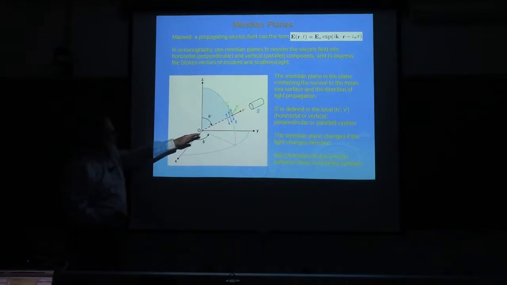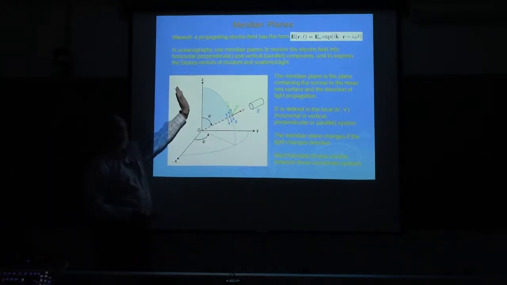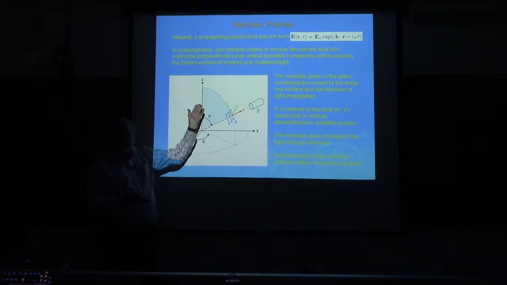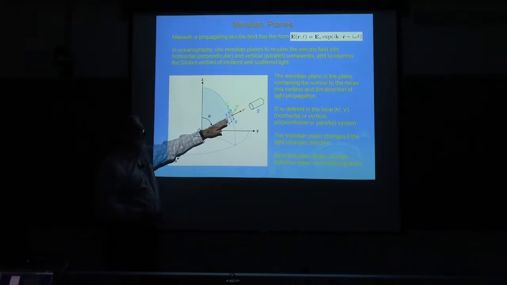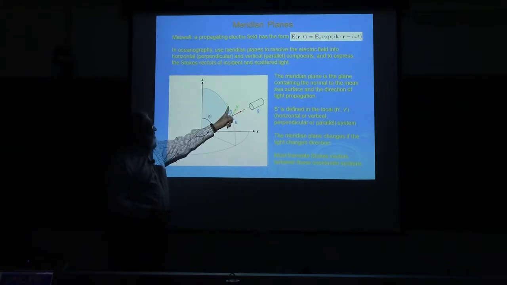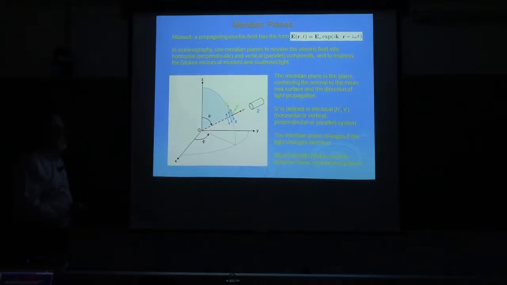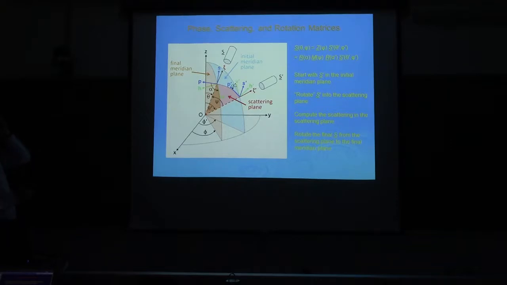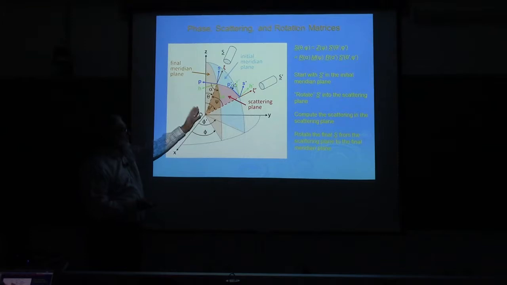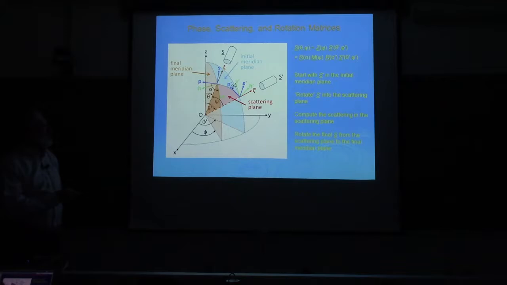The catch is, if the light scatters and goes off in this direction, then that's a different meridian plane. So I have to translate my Stokes vector from this H prime V prime coordinate system into one for the final plane. Here we see the same thing. The blue is the initial meridian plane. The light scatters and goes into this direction. Then there's this orange color, which is the final meridian plane. So you have to translate from here to there.